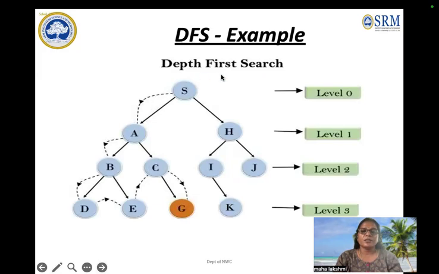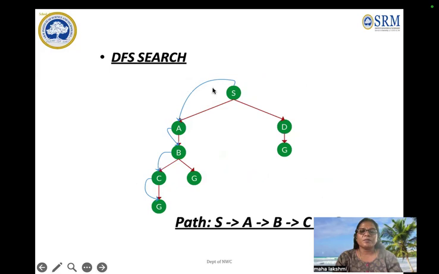So if you see here in depth first search, the first branch will be called level 0. The next branch is level 1, then consecutively level 2 and level 3. So there are 4 levels in this particular graph. Depth first search will go deeper and deeper, to the left side nodes of all the levels first. Then only it will go back to the other children of the previous levels.